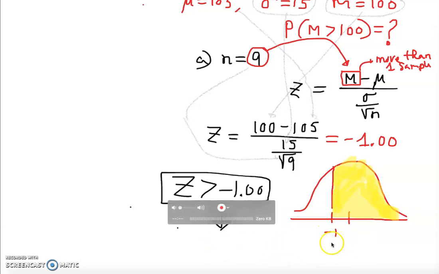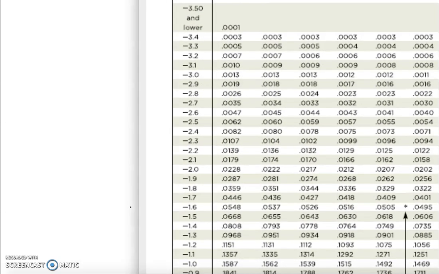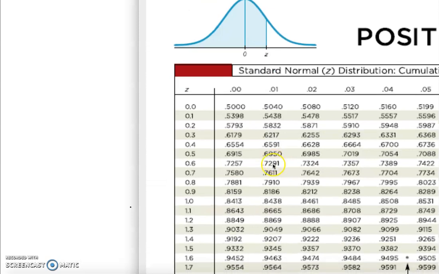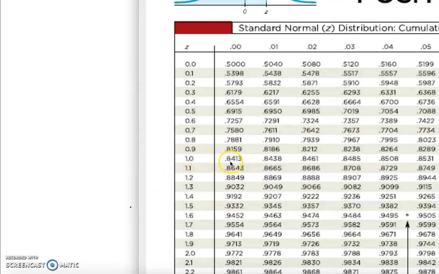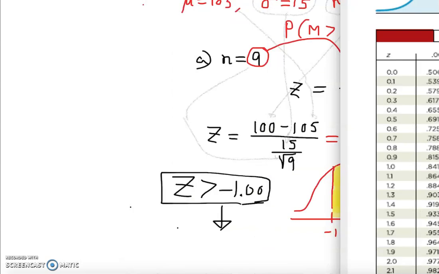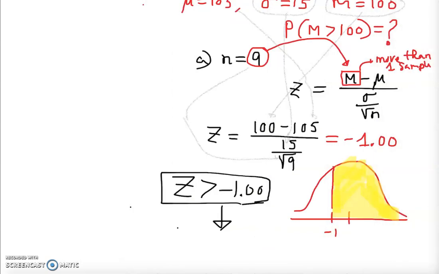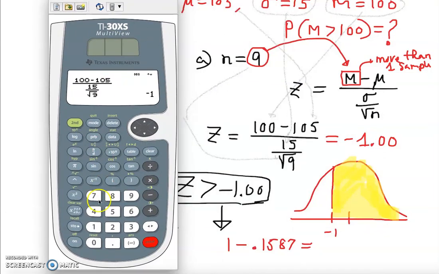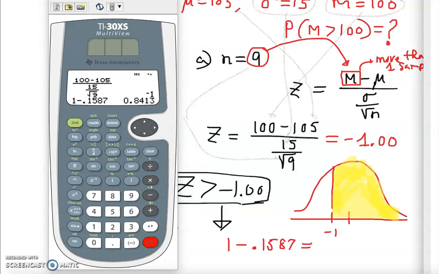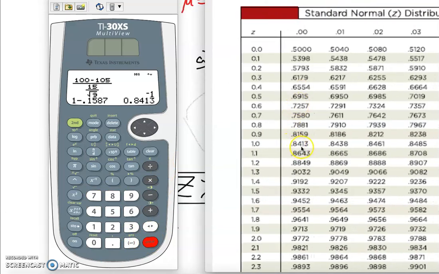So whatever you get, you subtract from 1, or you can just look into the positive side. You can just look into positive 1.00. That should be your answer, 0.8413. Again, you just get the answer like this. So 1 minus 0.1587, you put it in the calculator, it should give you what? Let's check it out. 1 minus 0.1587 is 0.8413. Look, if you do this right, that's 0.8413, clearly as you see.